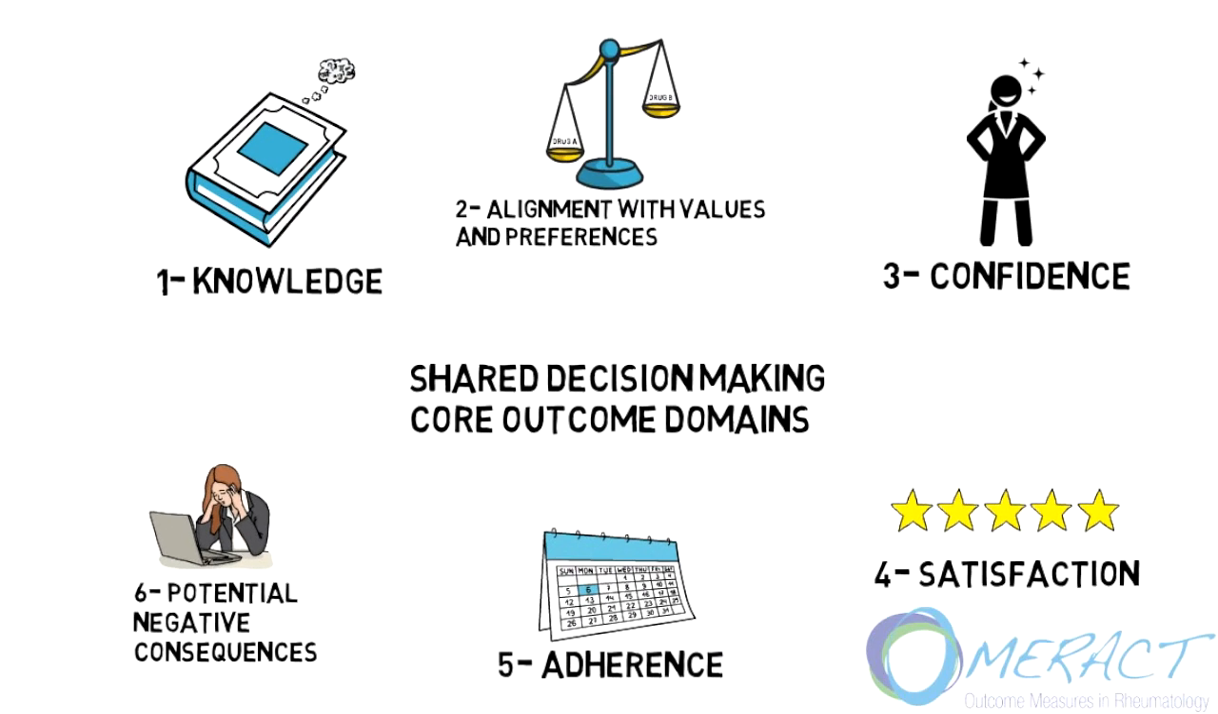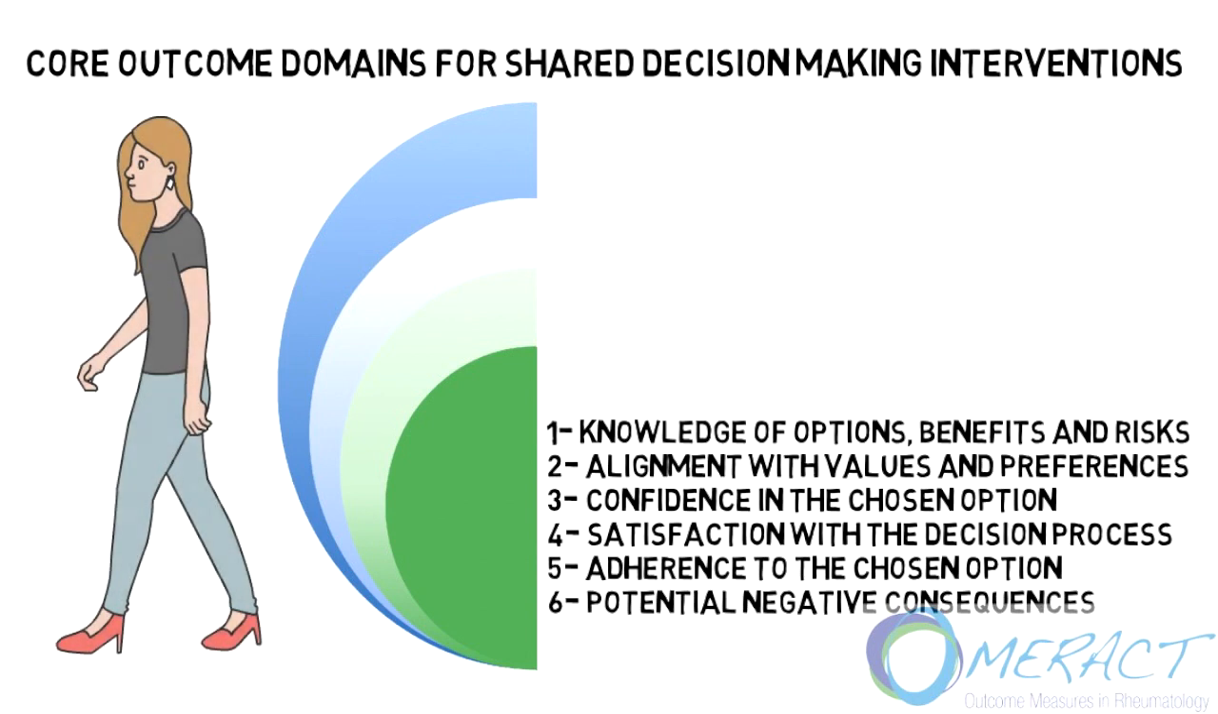So there you have it, our currently proposed 6 core outcome domains. 1. Knowledge of all available options, their potential benefits and risks. 2. Choice of an option aligned with the patient's values and preferences. 3. Confidence in the chosen option. 4. Satisfaction with the decision-making process. 5. Adherence to the chosen option. And 6. Negative consequences.